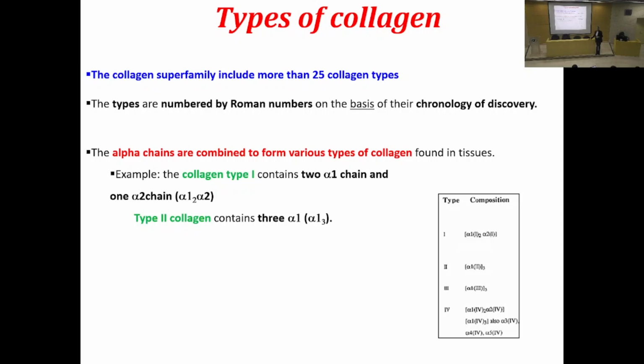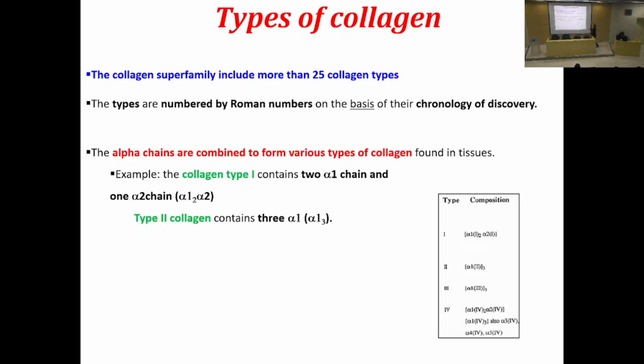Now we go to the different types of collagen. There is a variety of collagen, and what makes this diversity is the different combinations of the chains. We said collagen is made of alpha chains, so we have alpha 1, alpha 2, etc. The combinations of these alpha chains give us the different types of collagen.